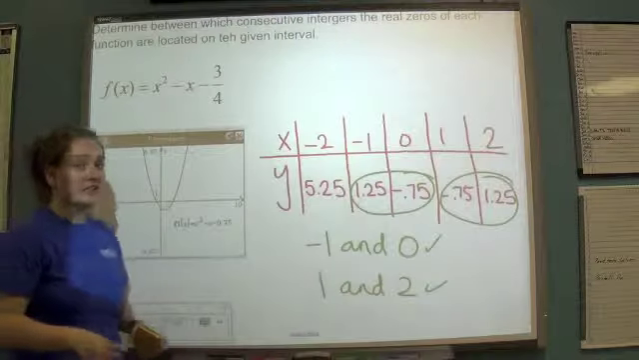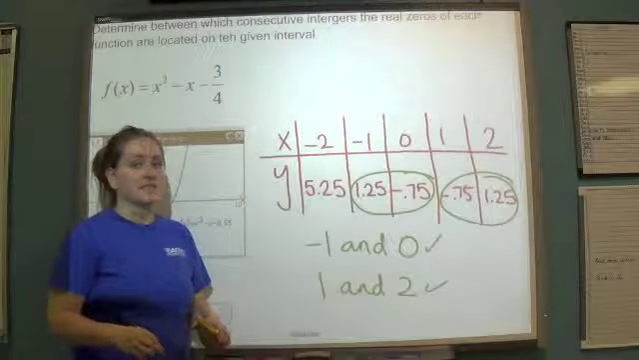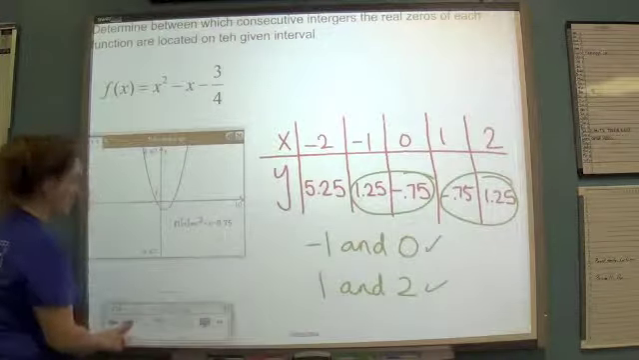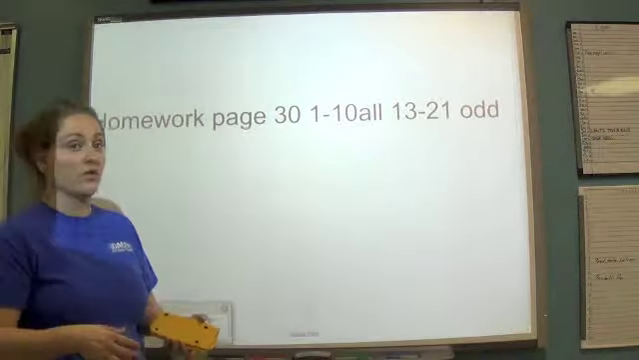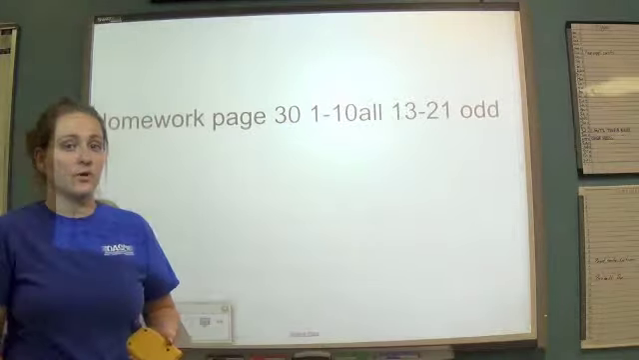All right, I know this lesson's really confusing. This lesson takes a little bit to get used to. So ask questions. The homework is page 30. It's 1 through 10 all and 13 through 21 odd.